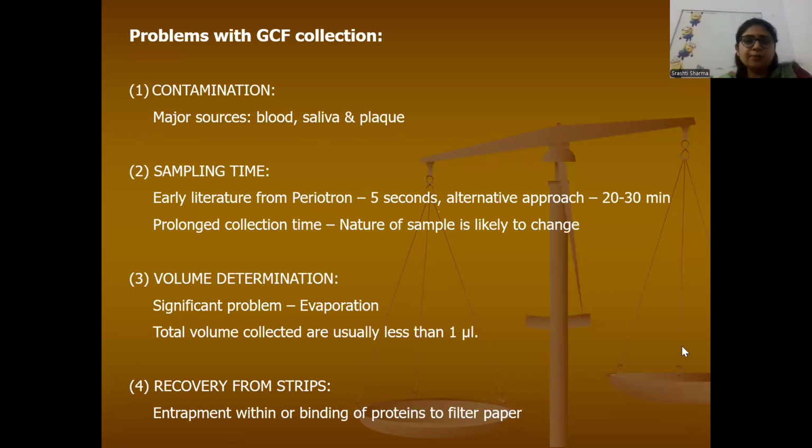We all know that. Volume determination: a significant problem was evaporation. Total volumes collected are usually less than 1 microliter. Recovery from strips is affected by entrapment within, or binding of proteins to, the filter paper.